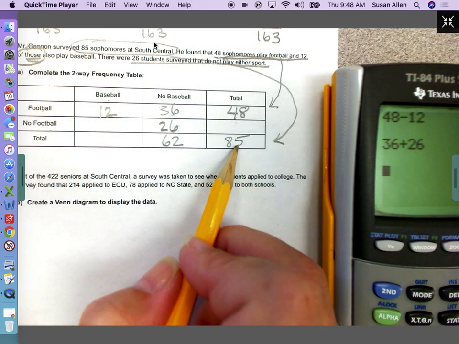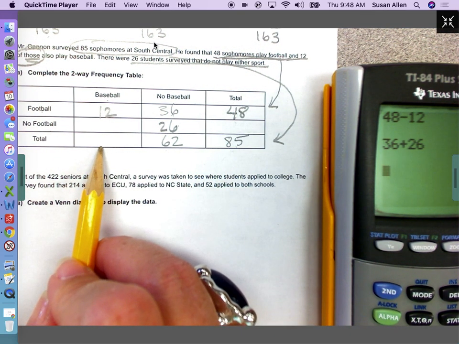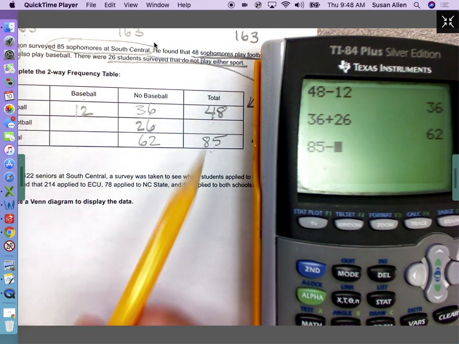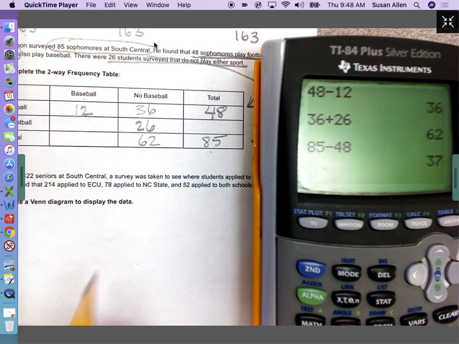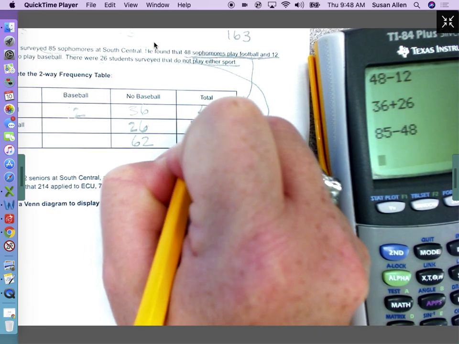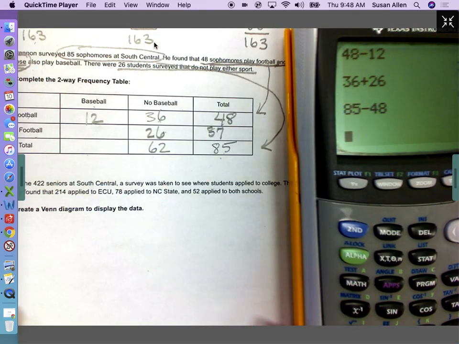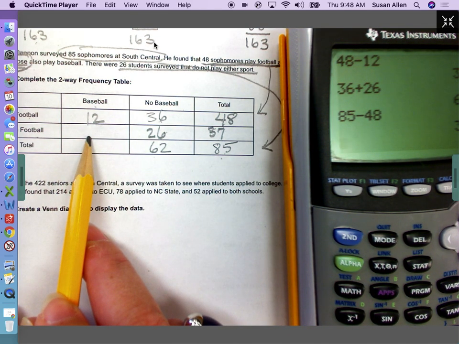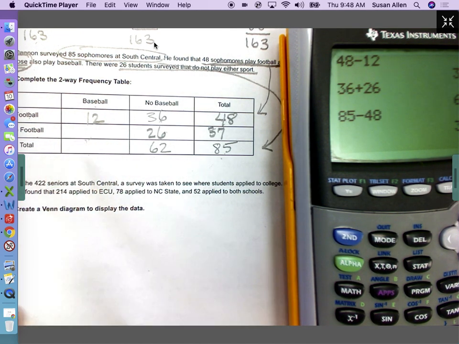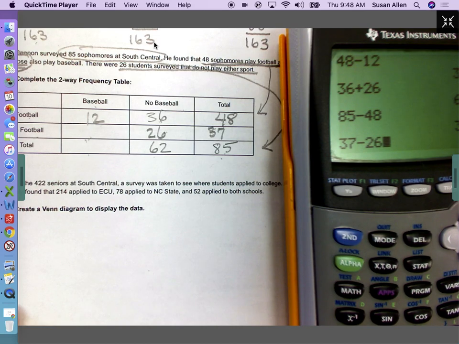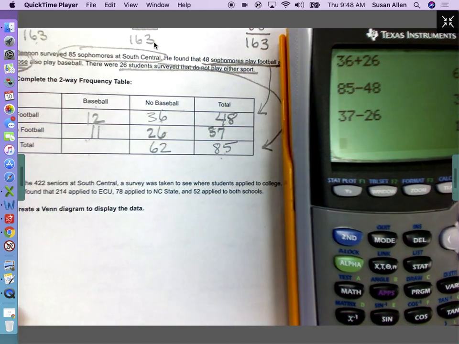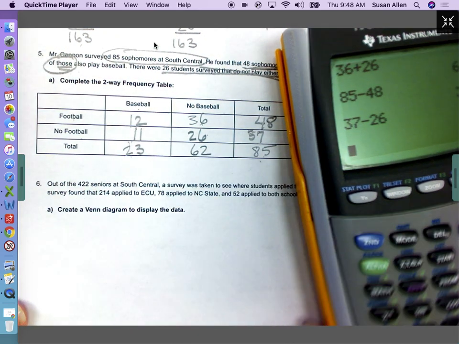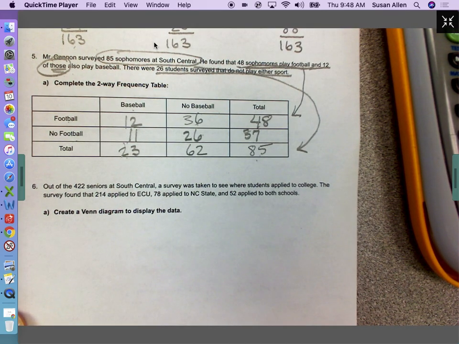And then I have a choice of whether I want to find no football first or baseball first. It really doesn't matter. So I'm going to come over here and take my total of 85 and subtract out 48. That gives me 37. Then I can work backward. If I know this total, I can subtract out the 26 to find the number of students, sophomores, that play baseball but not football. So 37 subtract 26 is 11. At this point, I would add 12 plus 11 to get 23. And now my table is complete.